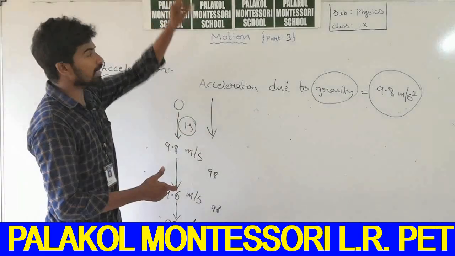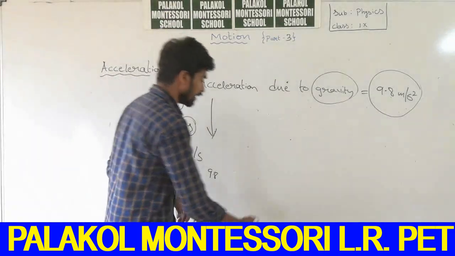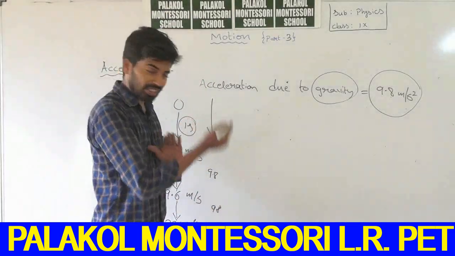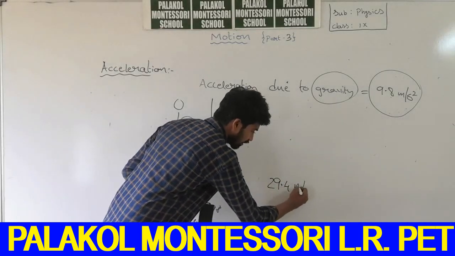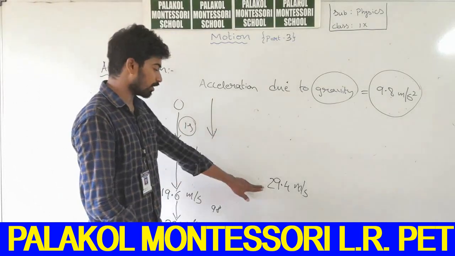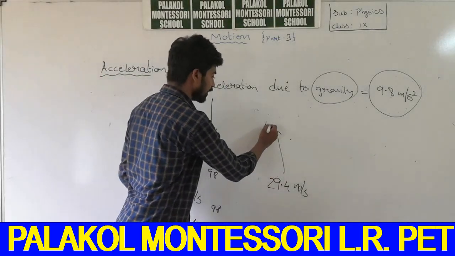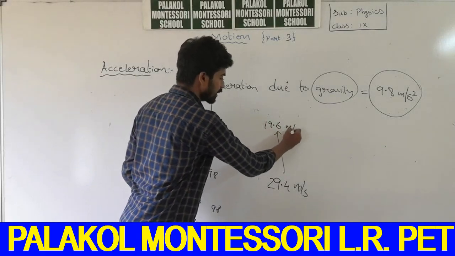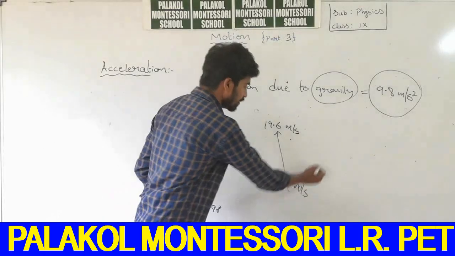If the object is moving in the upward direction, what will happen? Its speed decreases. For example, I throw the object with a velocity of 29.4 meters per second. What is that velocity? 29.4. After 1 second, its velocity becomes 19.6 meters per second. Why? Because the same value acts in the opposite direction.